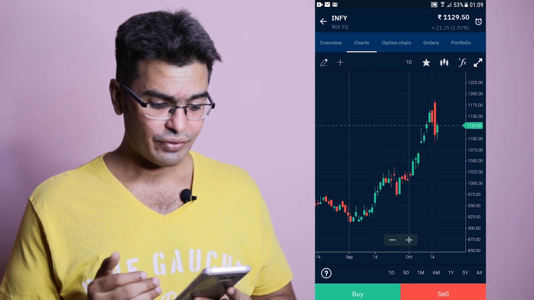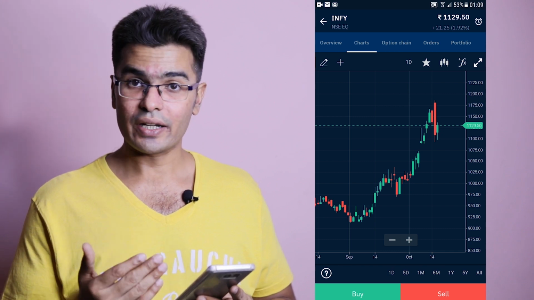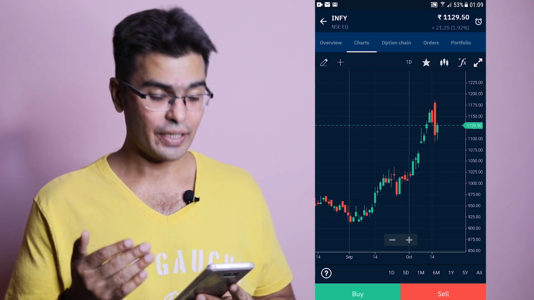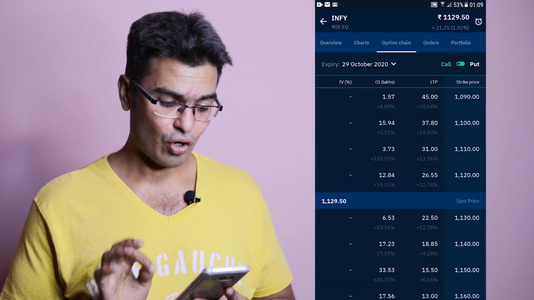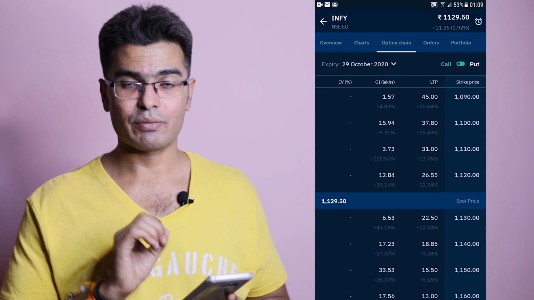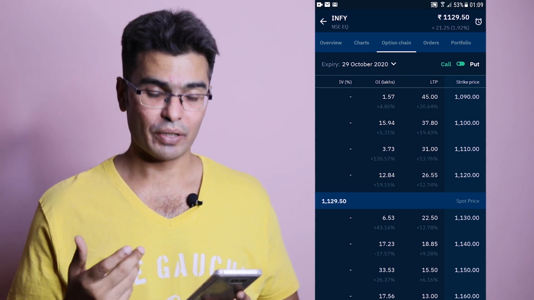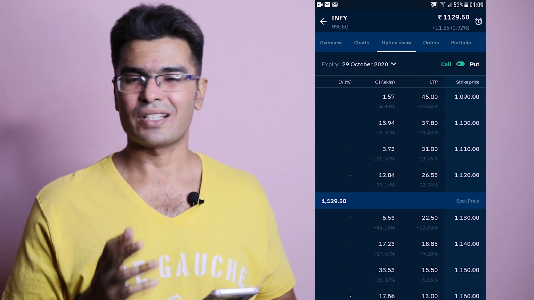So these were the different options available in terms of charting and indicators. Now the next thing you can see on the screen is the option for option chain, which we are not going to discuss because it is entirely a big topic. We will be talking about options in great depth.